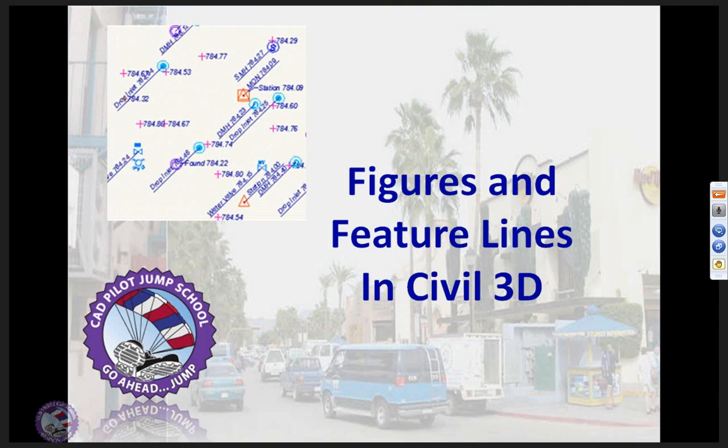So we're here to talk about figures and feature lines in Civil 3D, and there's no way we can talk about this stuff unless we talk about points. This is all one big, giant, confusing mishmash. We've got COGO points and survey figures and Civil 3D feature lines, and they're all muddied into this new mess that we all have to deal with.